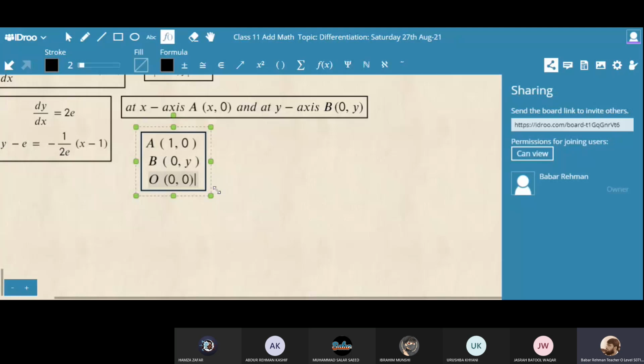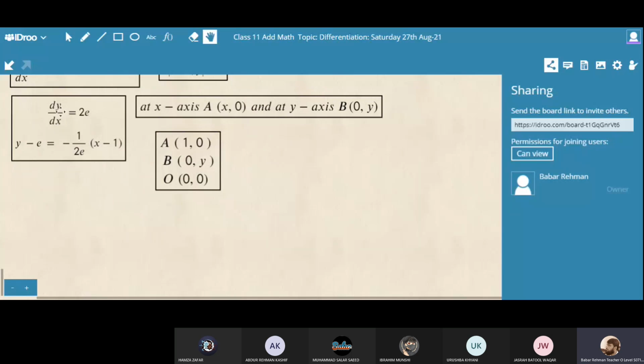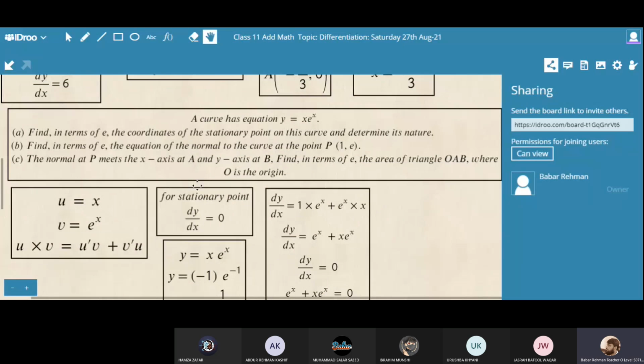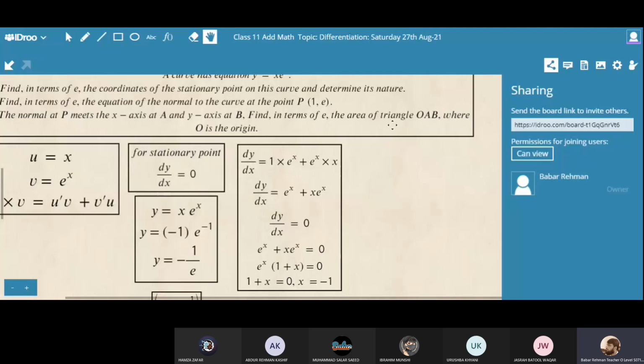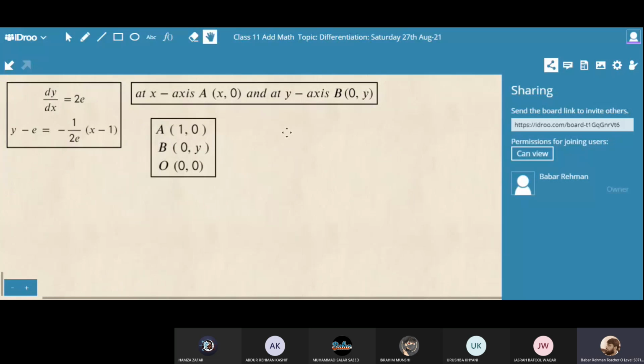Please check again what is the value of y. In this equation, when I substitute the value x as 0, what will be the value of y? Beta, you have to find the answer in terms of e. Look at this, the question says find in terms of e the area of triangle. It means the coordinates of A and B will be in terms of e.